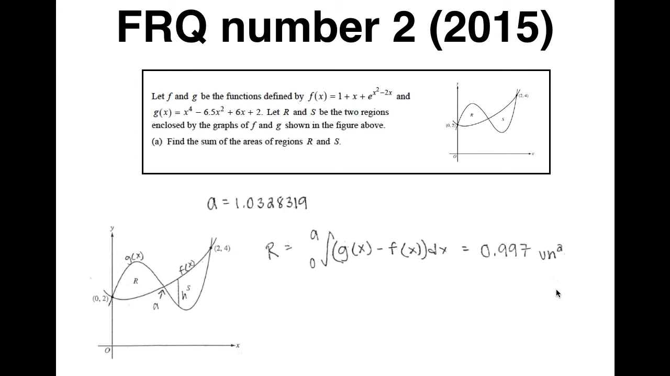After that, the student finds the area of region R correctly. The student finds the area of region S correctly. Again, here it's G minus F, whereas for region S it's F minus G. And that's great. However, unfortunately, that student does not add these two values, so the student doesn't find the sum of region R and S.